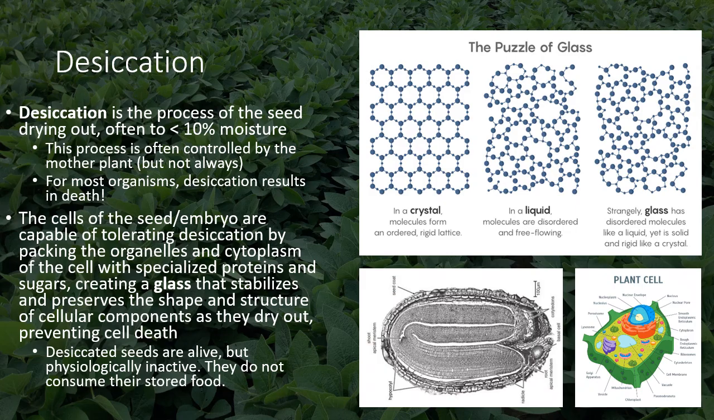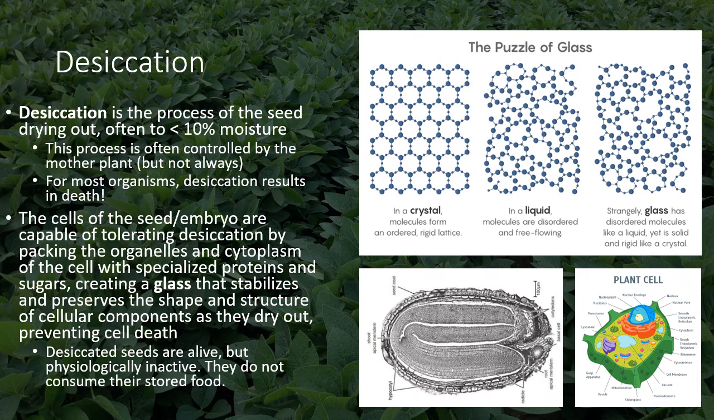The process of drying out is often controlled by the mother plant. The mother plant is providing moisture and nutrients to the seed through the funiculus, and the mother plant can slowly wean the seedling off of moisture and allow it to dry down. This isn't the case in all seeds, but it is the case in many.